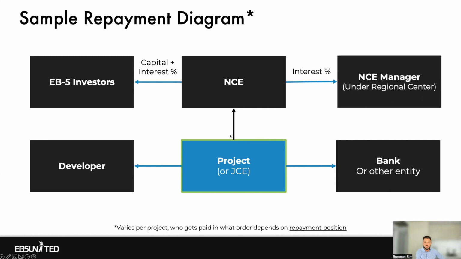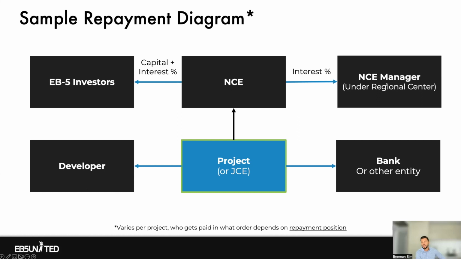Okay, so then at the end of the project, what's going to happen is this project is going to pay interest or whatever the deal is, whether maybe it's a loan or maybe it's equity. They're going to pay that interest or a preferred return or whatever it may be to the NCE. A portion goes to the NCE manager. That's how we make money, and a portion goes to the EB5 investors. At the end of the project, when you have a liquidation event, the bank gets paid off, the NCE gets paid off, and whoever the other financiers get paid off. Anyone that's subordinate to the NCE gets paid off after the NCE, and that includes the developer.